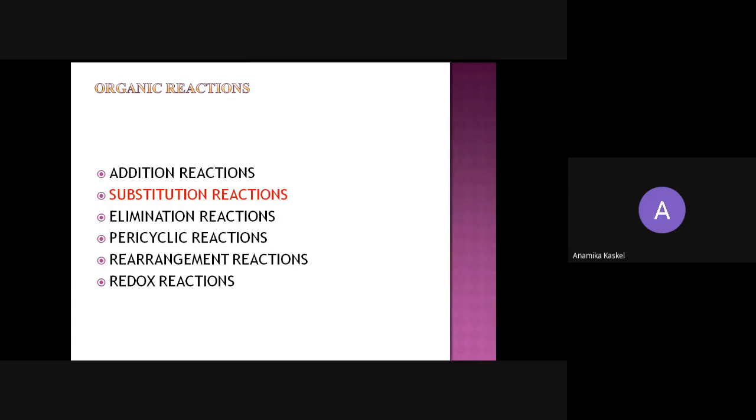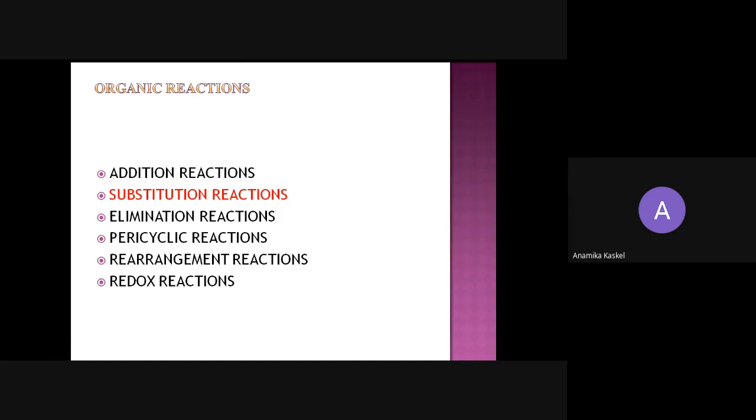Now if you consider the addition reaction, say a double bond is there. If there is the addition of HCl, HBr, etc., we can get the breakup of the double bond, and H and Cl will be added. Elimination reaction, we will discuss everything part by part, but today we just give the introduction. Say alkyl halide is there. From alkyl halide, if HCl is removed, we can get the double bond.